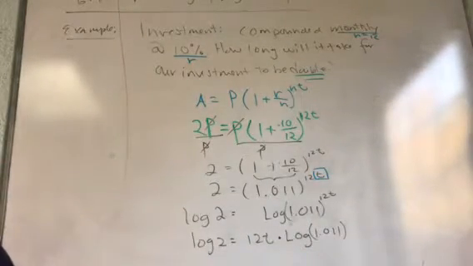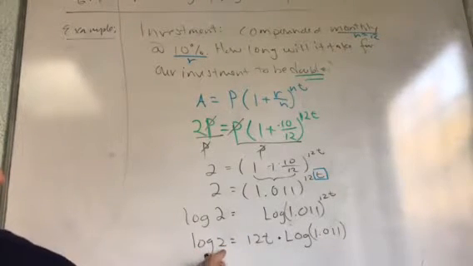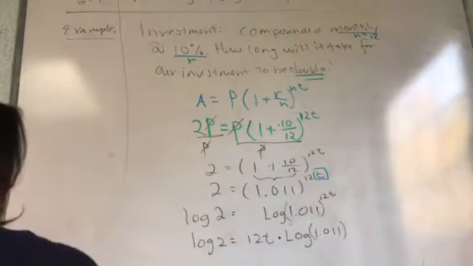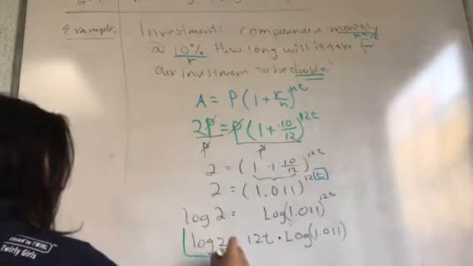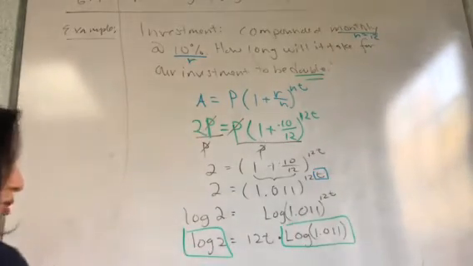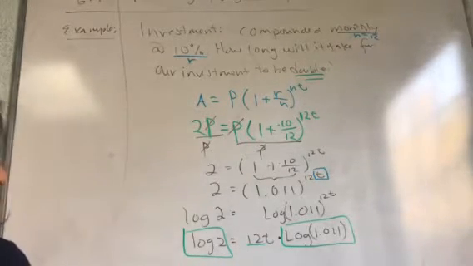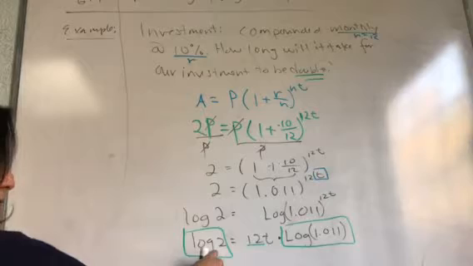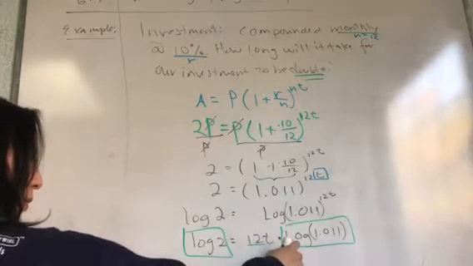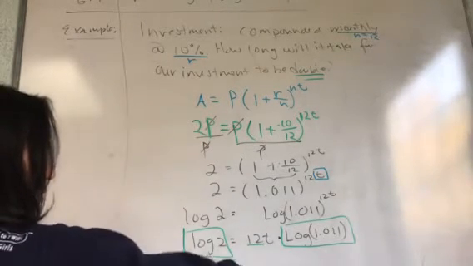At this point, since I don't have a calculator, we can find log of 2 on our calculator. That's just a number. We can find log of this value in the calculator as well. That's just a number. And then we also have this 12 in the front. So I bet if you were to find log of 2 and log of this number, you can multiply 12 by this number and divide both sides and find exactly what t is equal to.